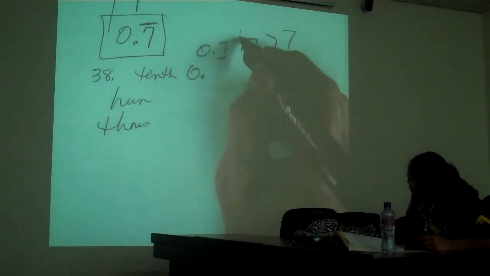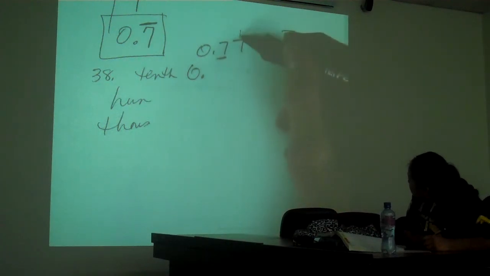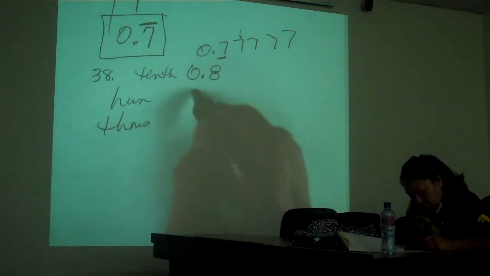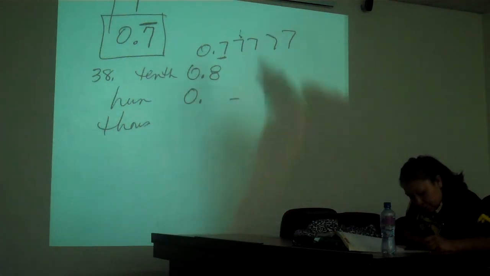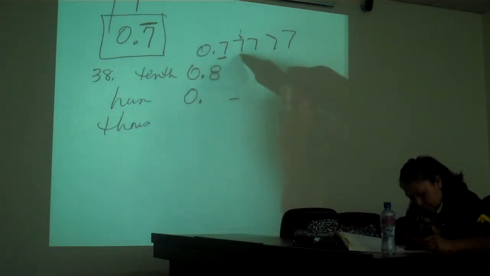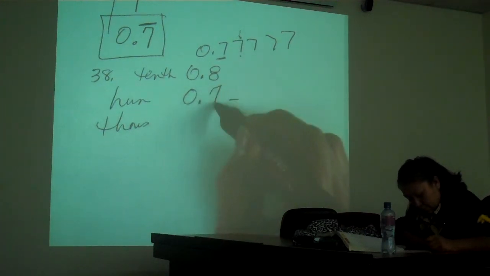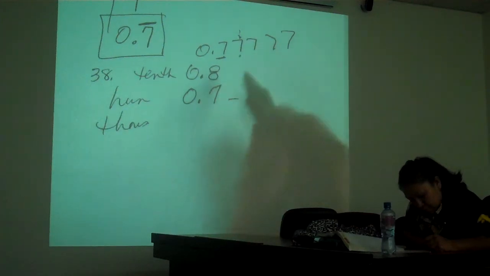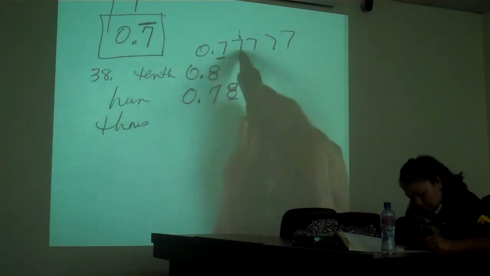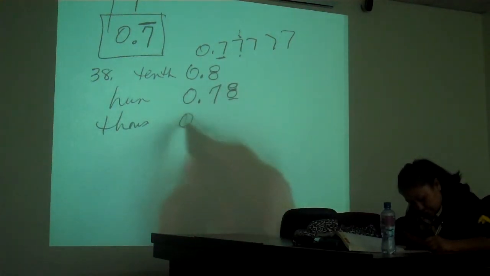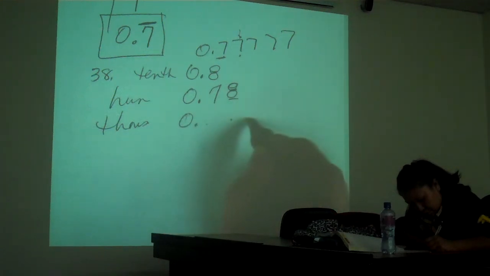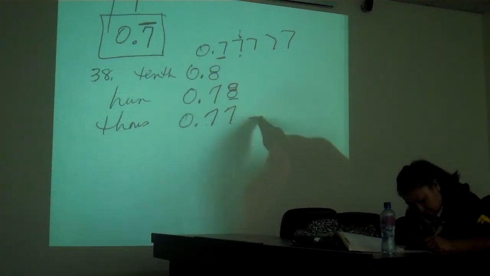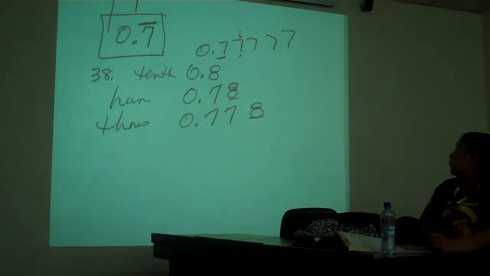Because the next number would be 5 or bigger, it would be 0.8. If you rounded it to the 100th, you'd leave the 7 here. This 7, would it stay or go up? Go up. All these are going to go up because it's 7s, right? 10th, 100th, 1000th, the third number here. You leave the 2 7s here and round 100.